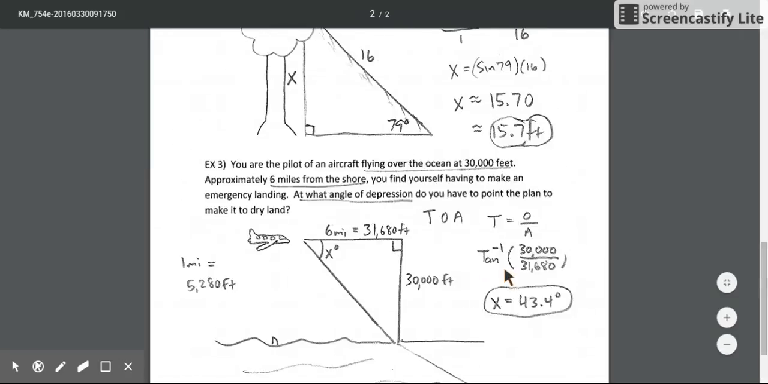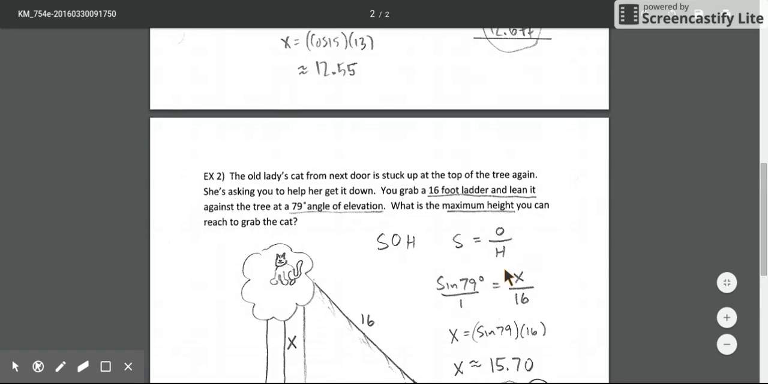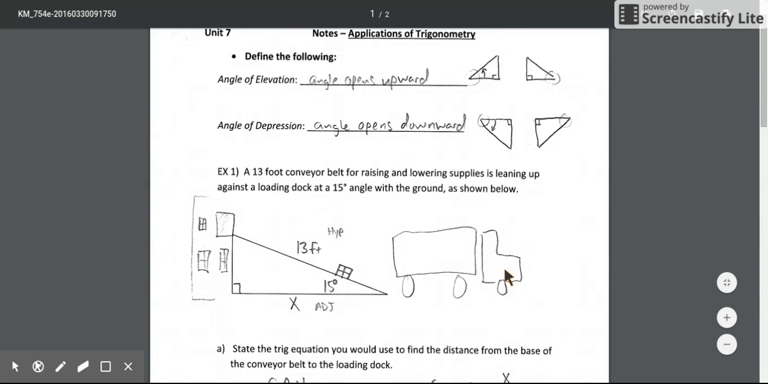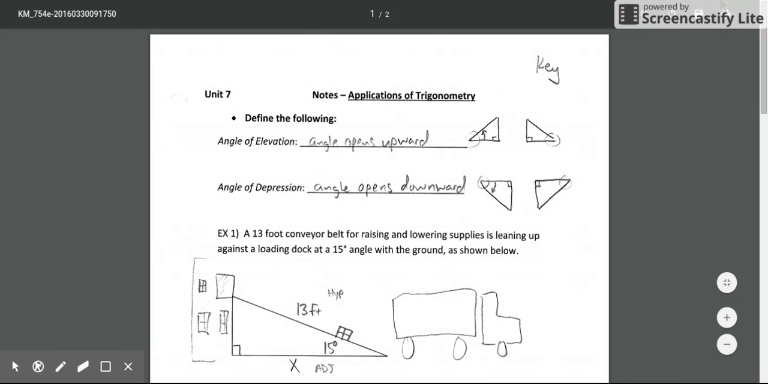So there's just a few examples of applications of trigonometry. There are tons of them. Good luck using trigonometry to solve them.